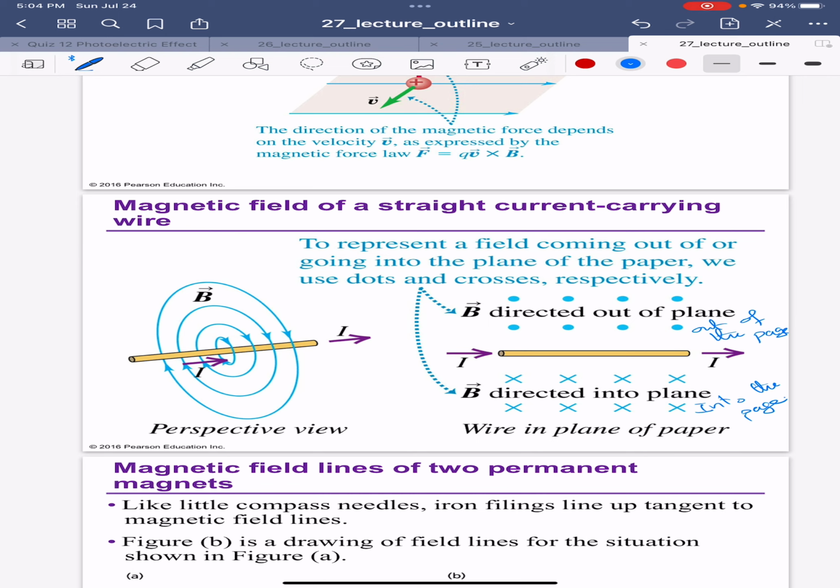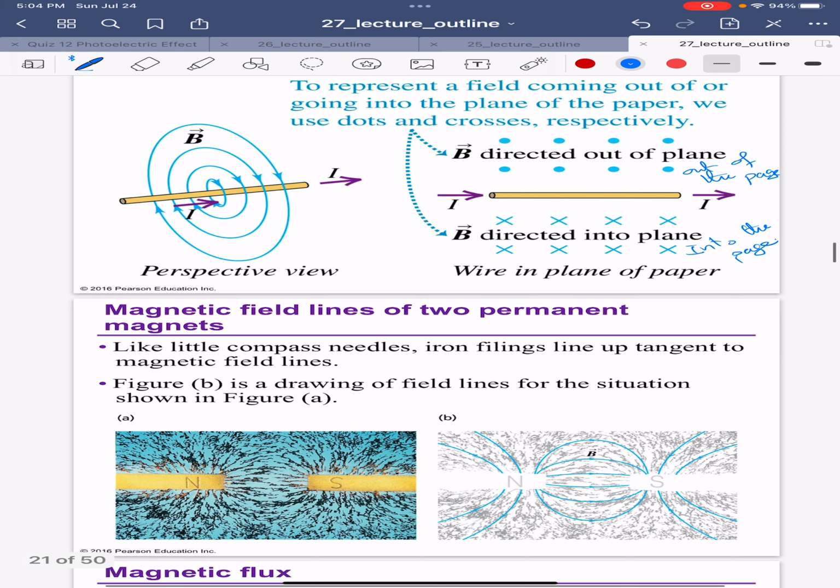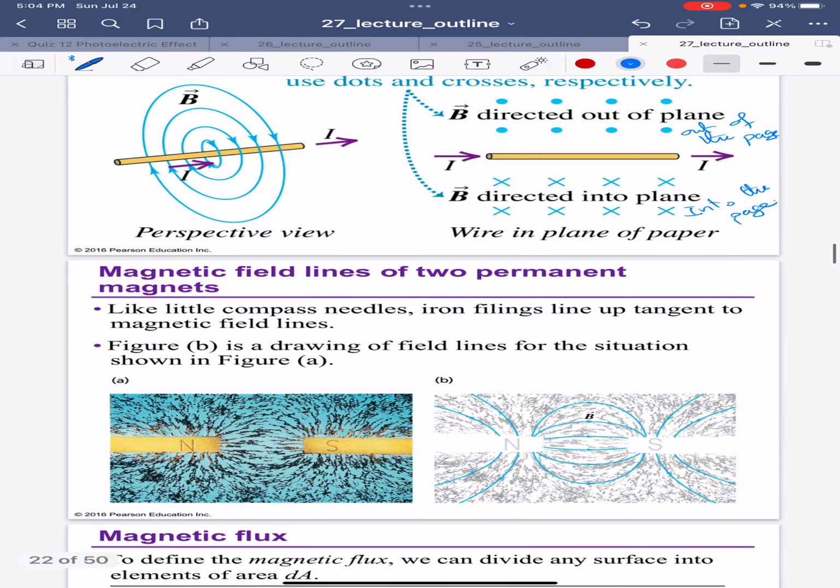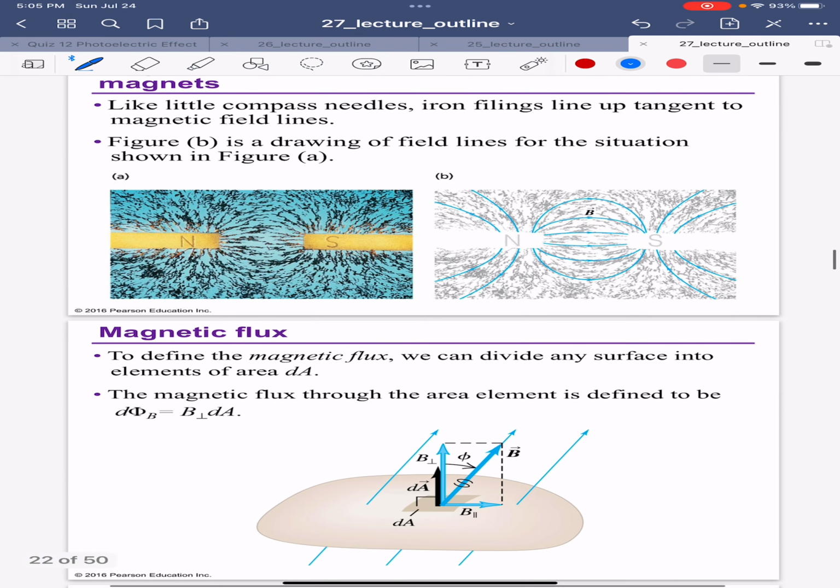Okay, this is for the field. Also, we know that the magnetic field of that wire is going to be concentric circles like this, and from one side they are going into the page, and from the other side they are leaving the page. Here we also need to know something about magnetic field lines of two permanent magnets. If I have two permanent magnets, we can also draw the field lines for this.